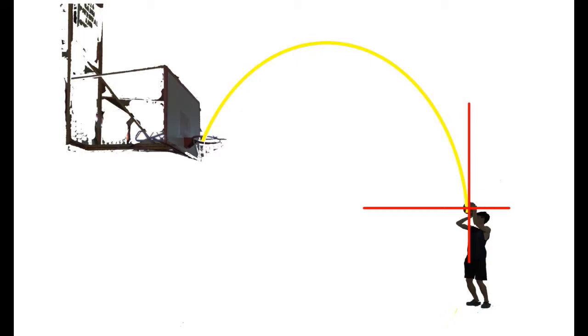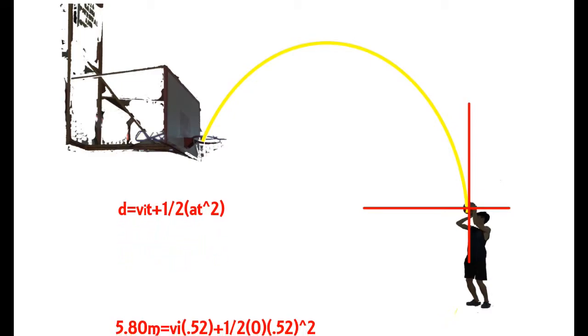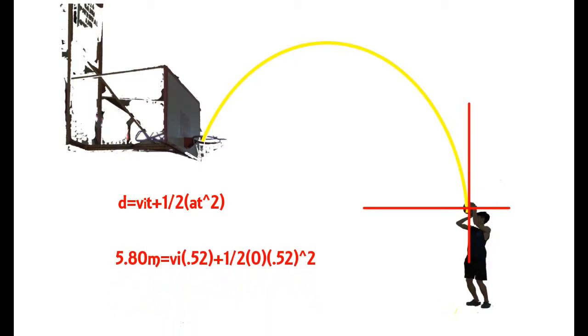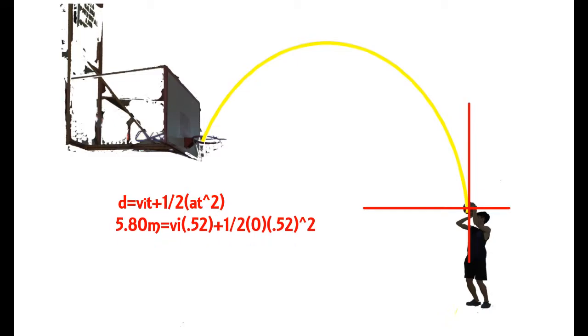To determine the initial velocity in the x direction, we can use equation number 2. Plugging in all the data we know, 5.80 meters is equal to initial velocity times 0.52 seconds plus 1/2 times 0 times 0.52 seconds squared. The initial velocity in the x direction is equal to 11.15 meters per second.